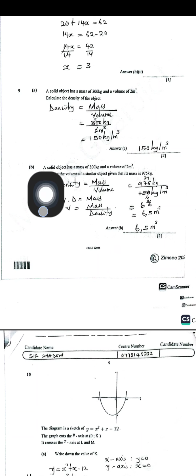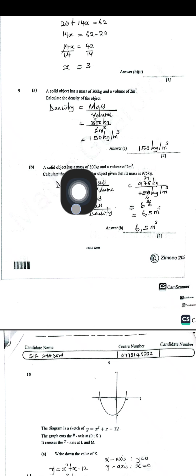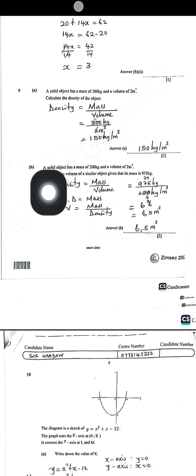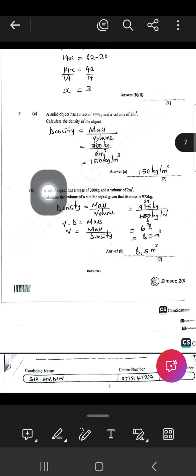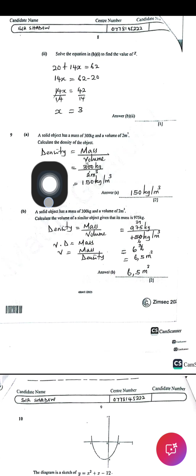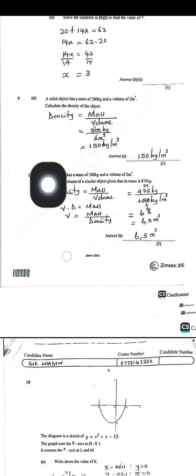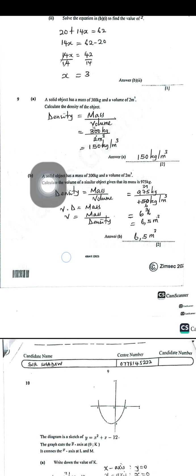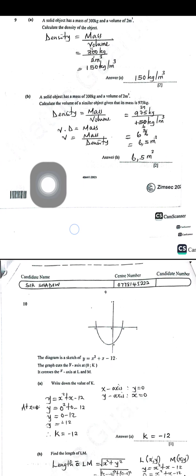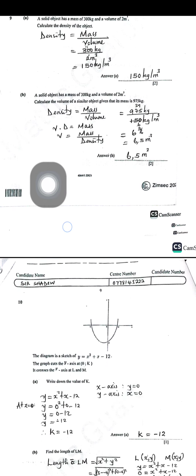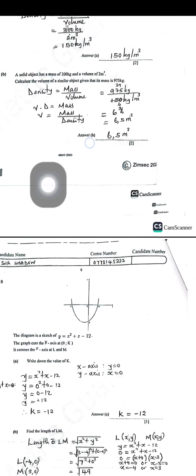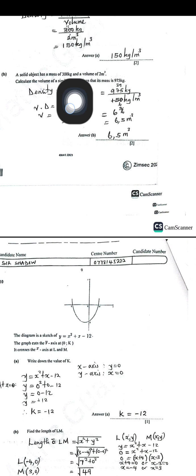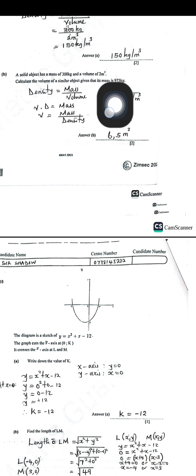Right, let's see how best we can deal with part B, which is 9b. We are given a solid object that has a mass of 300 kg and a volume of 2 cubic meters. Sorry, I'm just repeating the first part of the question. We are considering part B. Calculate the volume of the similar object given that its mass is 975 kg.